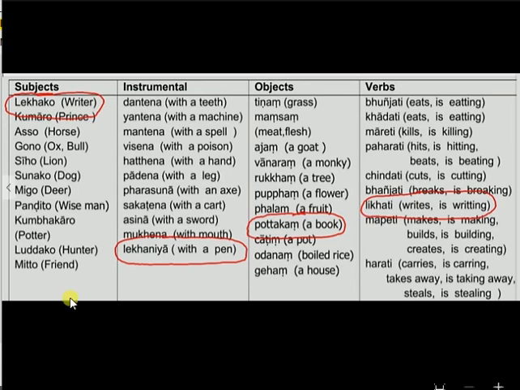Okay, let's make sentences. Subject: lekhako, lekhako, writer. Lekhaniyā, with a pen. Potthakaṃ, potthakaṃ, a book. Likhati, writes. Who is writing? So: lekhako lekhaniyā potthakaṃ likhati. The writer is writing a book with a pen.